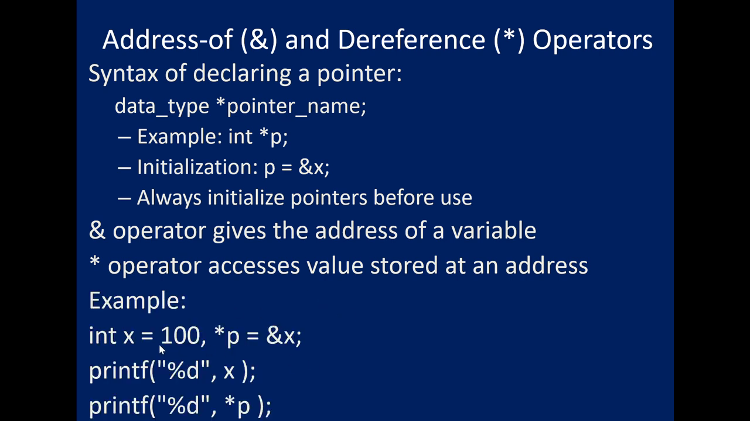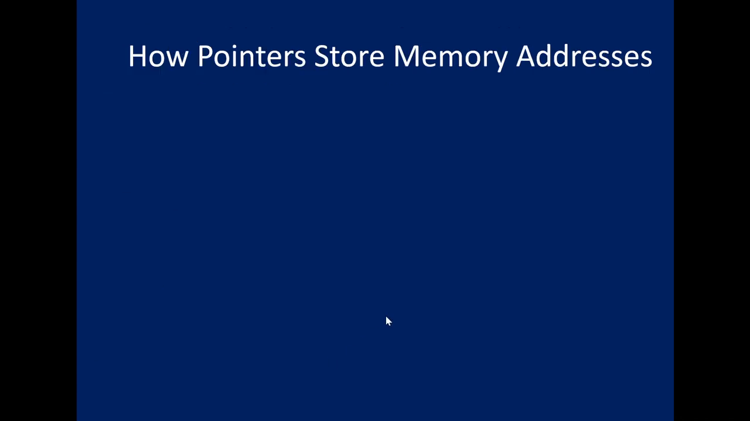That is shown with the example here. So x is a variable declared and assigned with the value 100. P is a pointer that is declared and assigned with the address of x. Thereafter, the value 100 can be printed either using the normal variable x or using the pointer, using the syntax asterisk of the pointer, that is dereferencing the pointer.